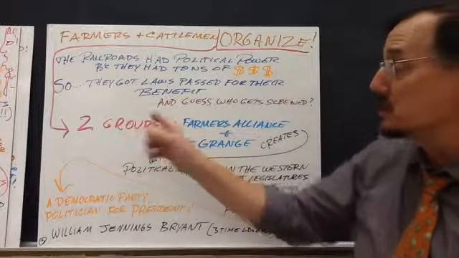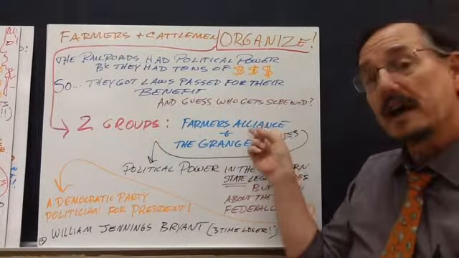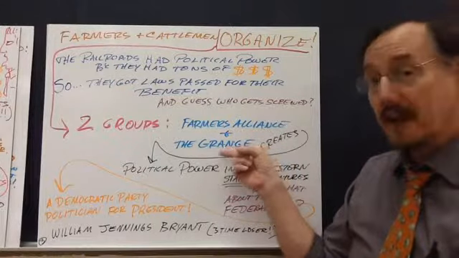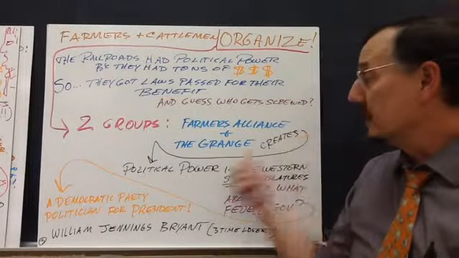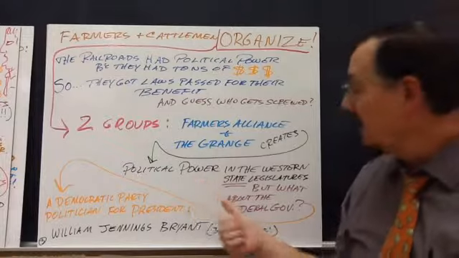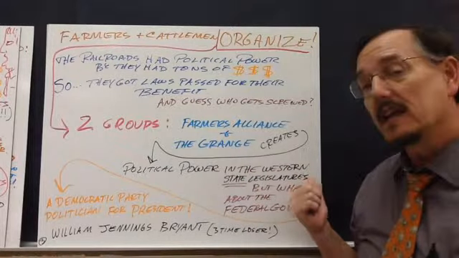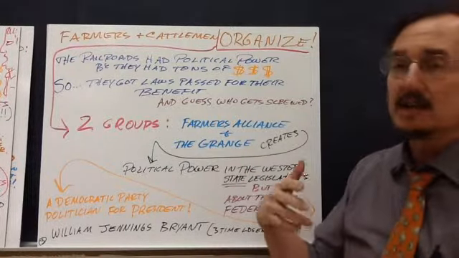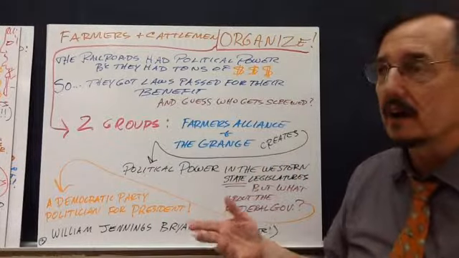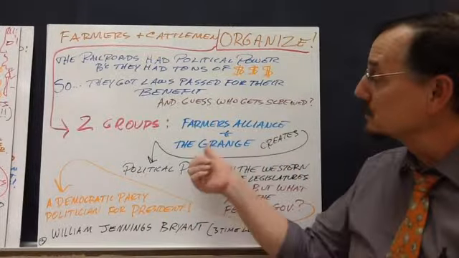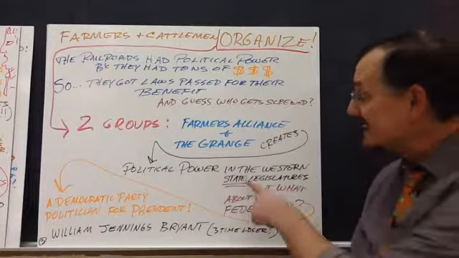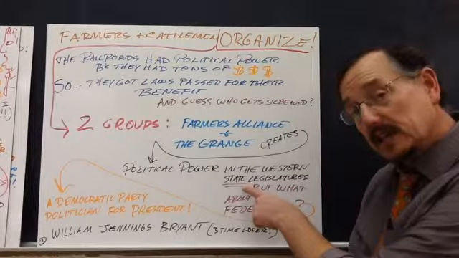And they organized into two groups, the Farmers Alliance and what was called the Grange movement. This creates political power in the western state legislatures. You know, states like Montana and South Dakota and Utah and places like that. The Grange had a lot of political power in the state legislature.